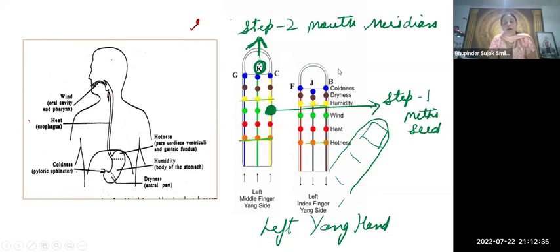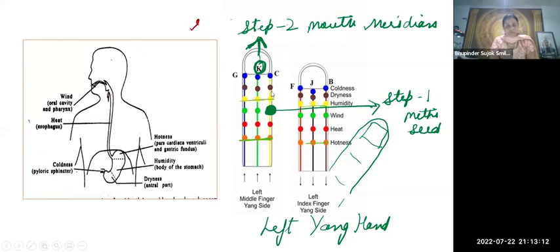Okay, now after drawing the lines, you have to choose this line near the index finger, and this line will have 6 key points, 6 energies: wind point, heat point, hotness point, humidity point, dryness point, and coldness point. So all these points of the stomach meridian are related to some parts of the stomach.